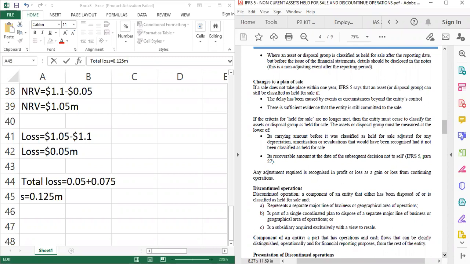So if you have a land and you have a store on the land, and you want to sell the land, it means that you are selling the land together with the store. So the store is part of what? The land, which is a single coordinated plan to dispose of a separate major line of business. So we can classify that as also a discontinued operation, or a subsidiary acquired exclusively with a view to resell.